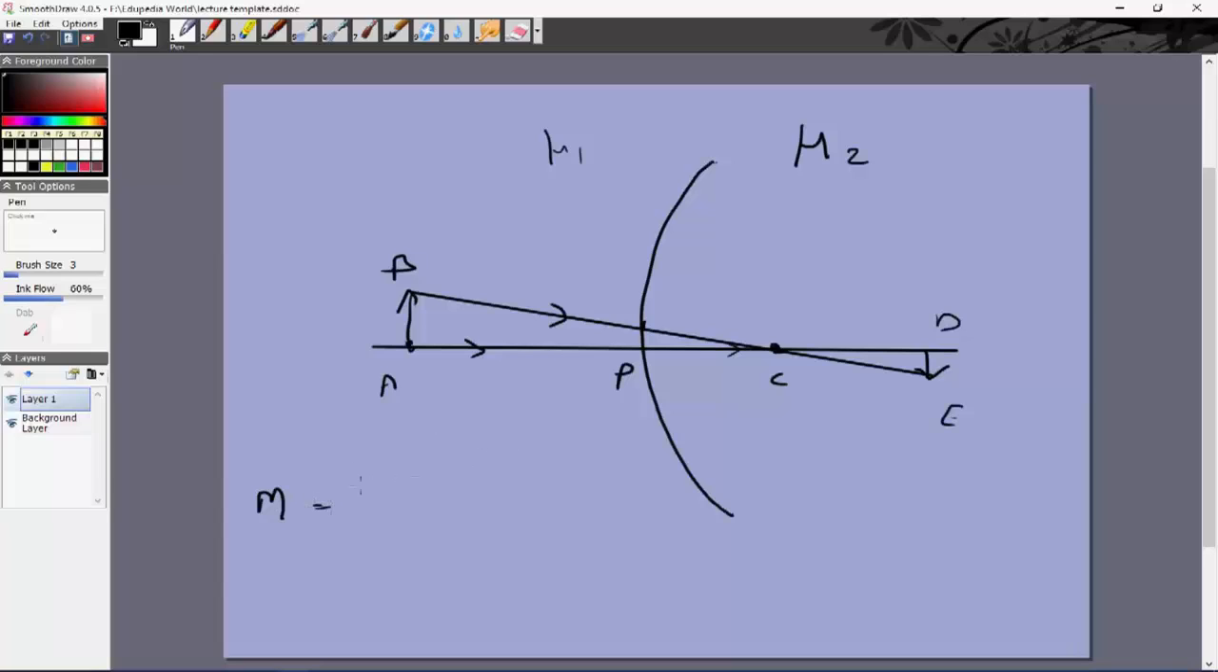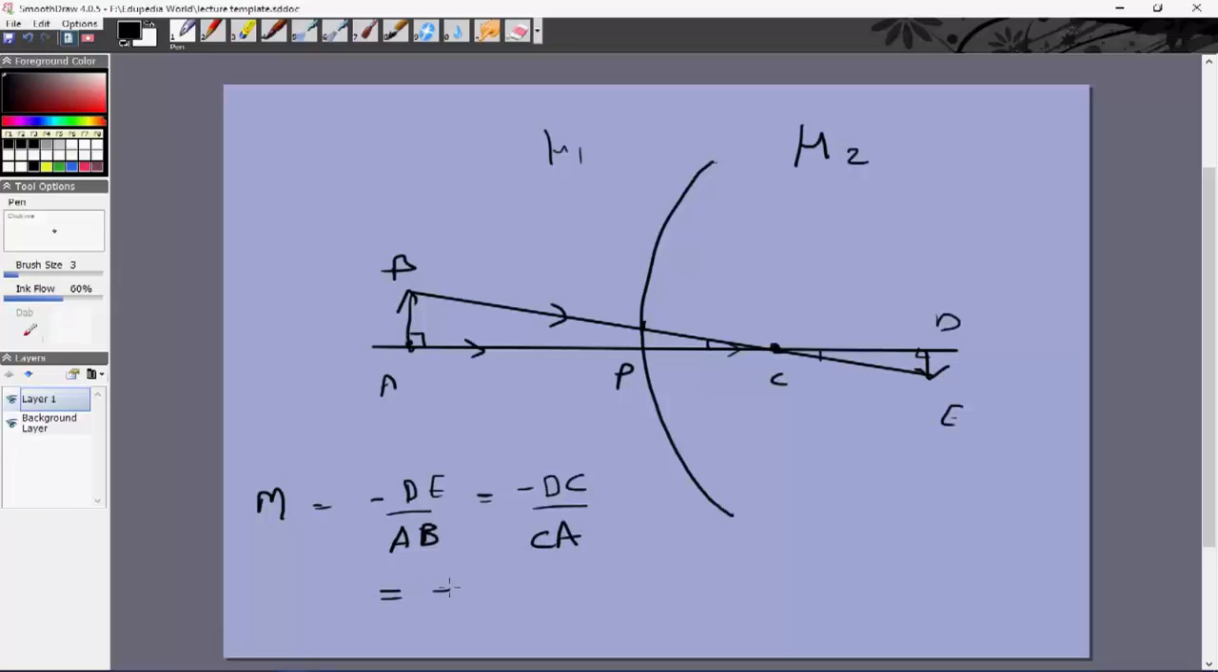The magnification will not be DE by AB, it will be minus DE by AB, because DE is positive, however the height of the image is negative because it's inverted. So minus DE by AB, right? Now since these two angles are the same, this is 90 degrees, these two triangles are similar, so we can write DE by AB as DC by CA. So this is equal to minus DC by CA.